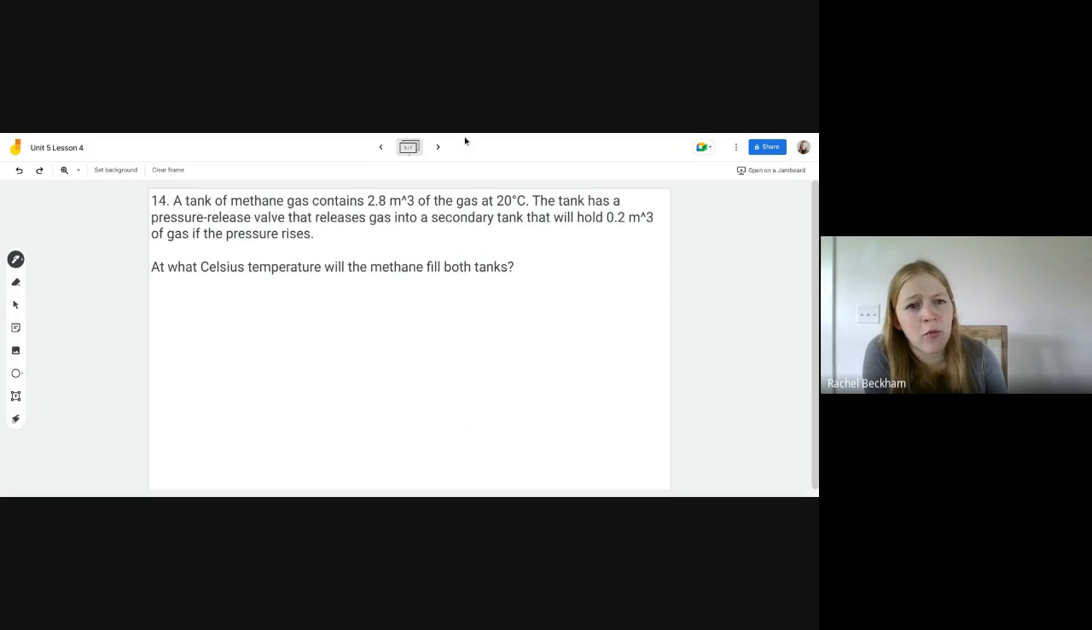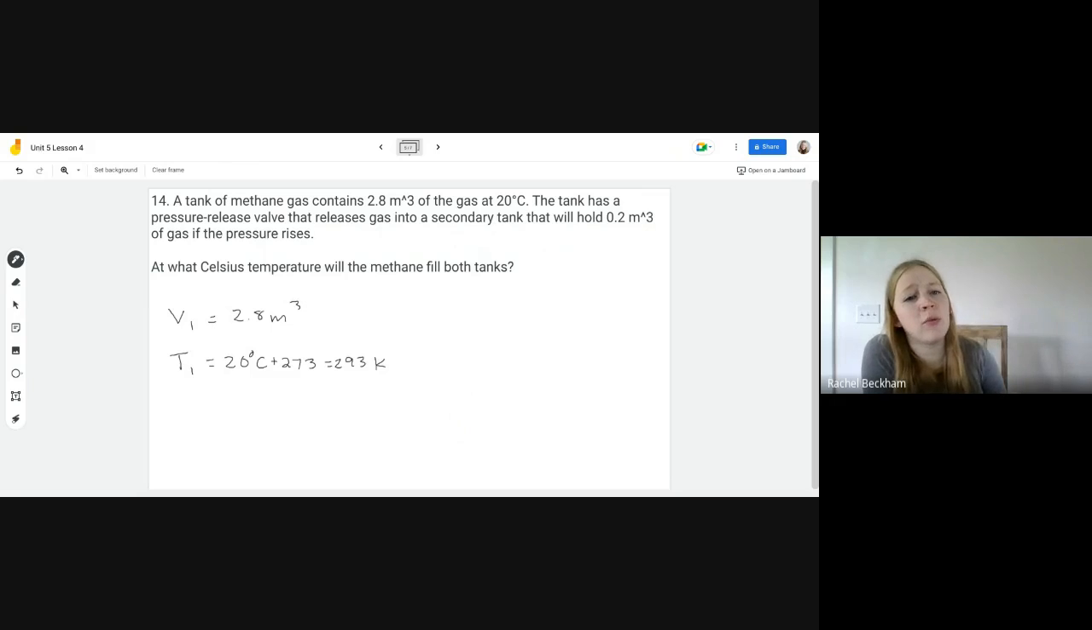Okay, so for problem number 14, a tank of methane gas contains 2.8 meters cubed. Anything cubed is a volume. And it was at 20 degrees Celsius. So keep in mind, we need to convert that to Kelvin. So let's go ahead and do that, like add 273. So this is my Kelvin for it.